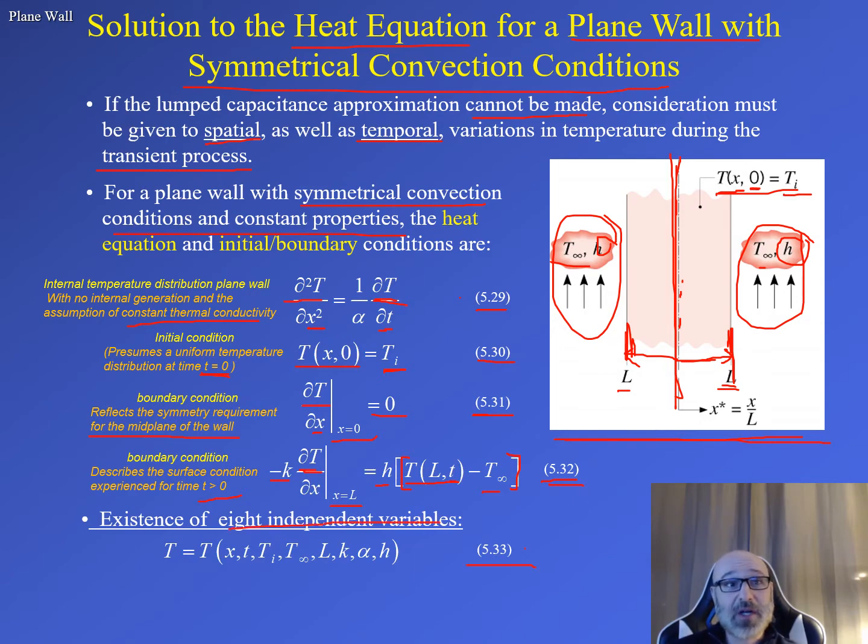With this, we can go on to equation 5.33, and this shows the existence of 8 independent variables. T is equal to T of our position x, our time, initial temperature, temperature of the surroundings, our value of L at the outside surface, our thermal conductivity, our alpha term, and our h term as well. So all these are 8 independent variables that our temperature is dependent upon in equation 5.33 in our textbook.